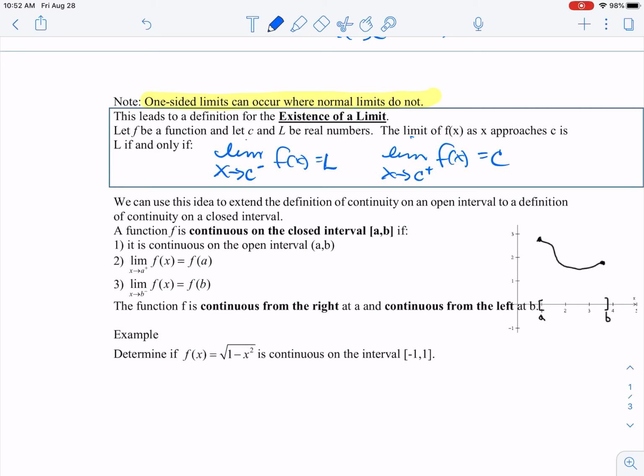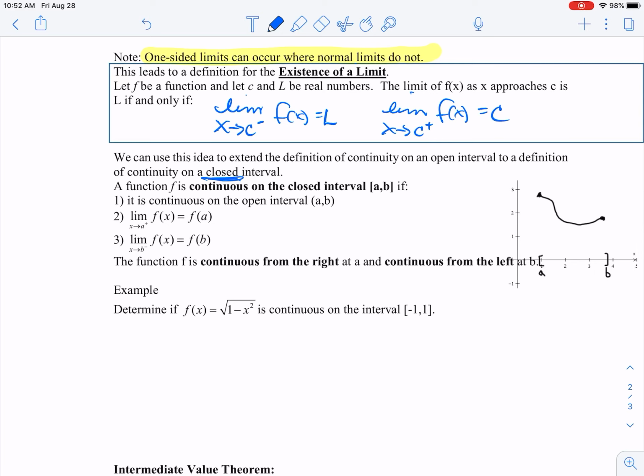Okay, we can use this idea and extend the definition of continuity on an open interval to a definition of continuity on a closed interval. Okay, so we're going to have that closed interval. A function is continuous on the closed interval [a, b] if it's continuous on the open interval. I didn't pick up my pencil when I drew it. These are closed points, okay?